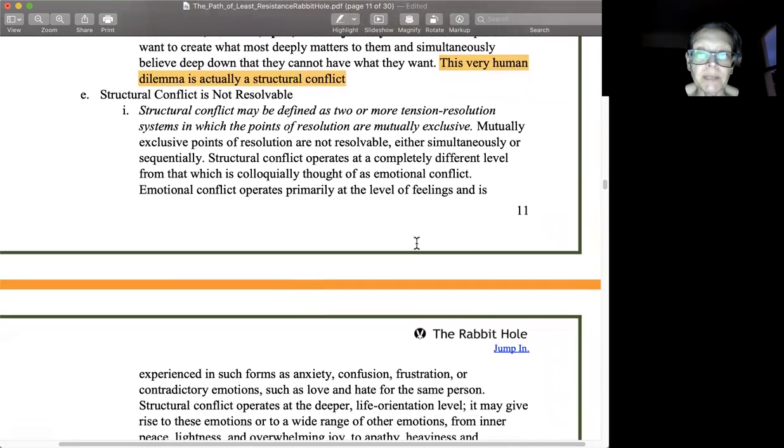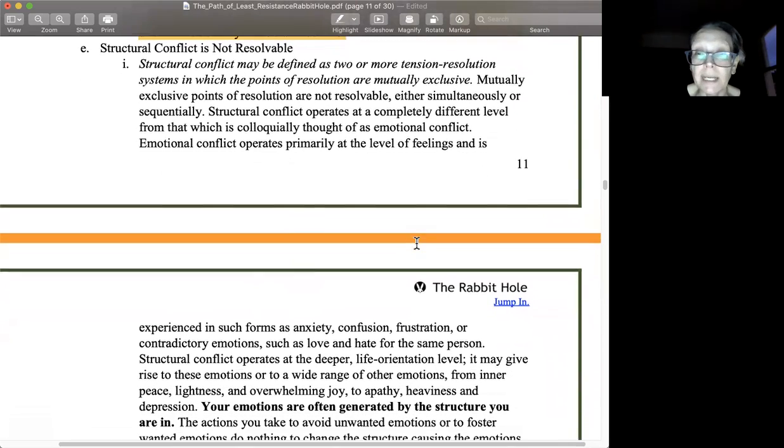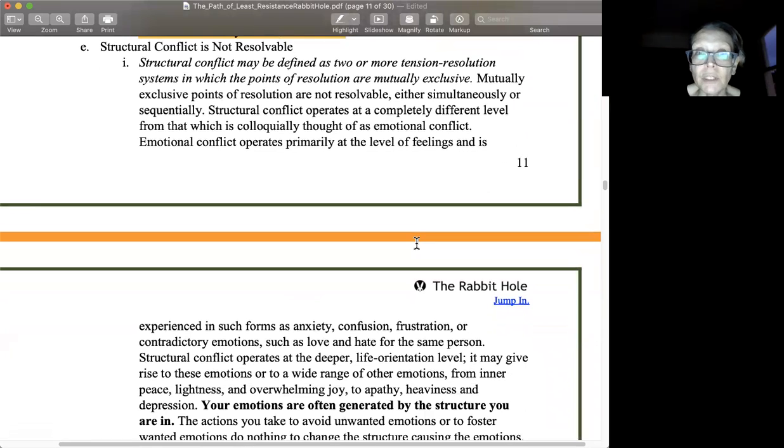Structural conflict may be defined as two or more tension resolution systems in which the points of resolution are mutually exclusive. Mutually exclusive points of resolution are not resolvable, either simultaneously or sequentially. Structural conflict operates at a completely different level from that which is colloquially thought of as emotional conflict.